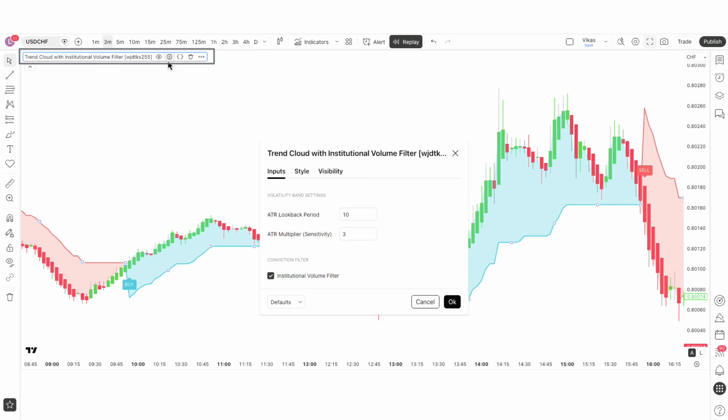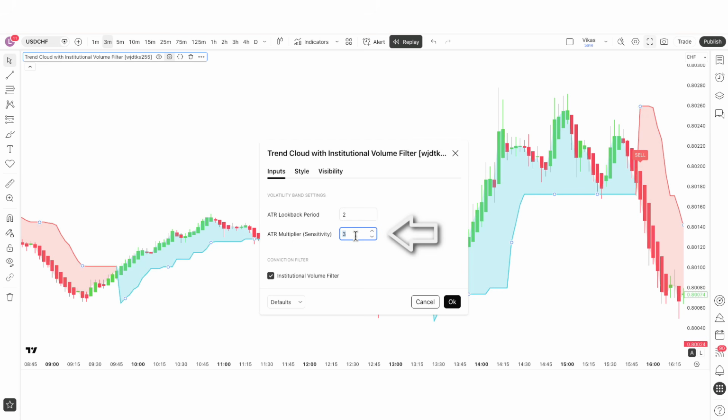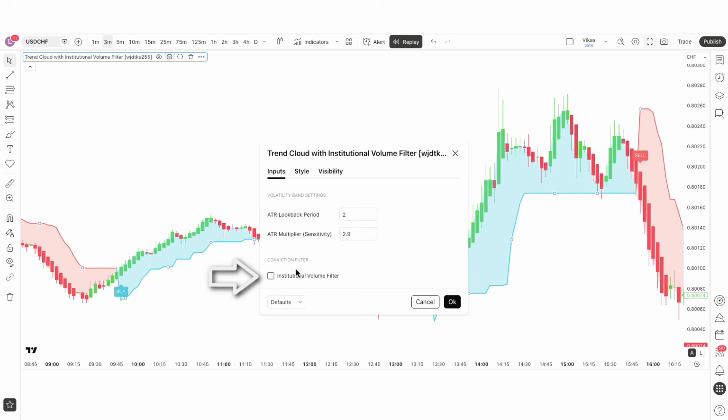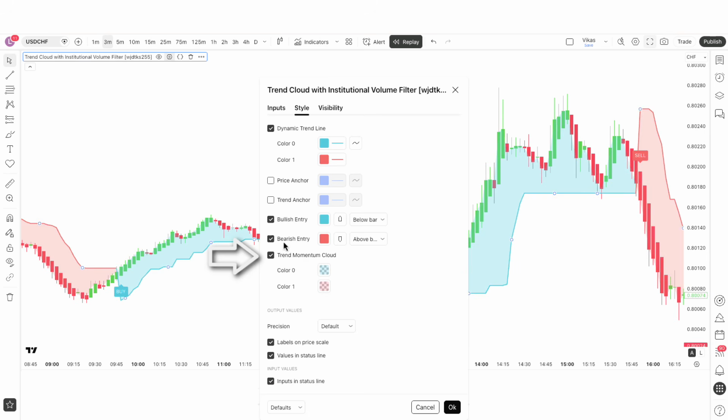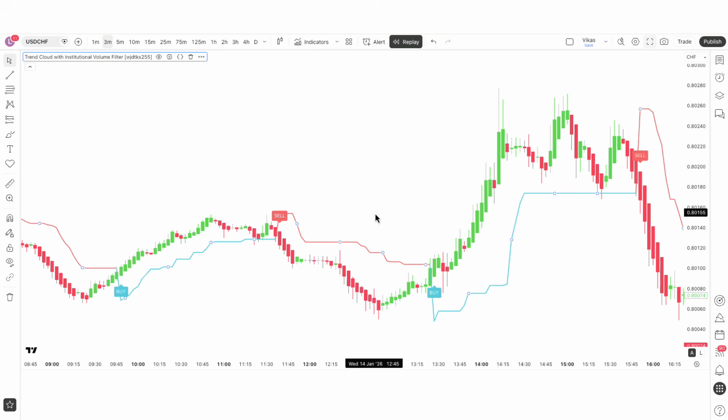Now change the indicator settings for perfect signals. First, change the ATR Lookback Period from 10 to 2. After that, change the ATR Multiplier from 3 to 2.9, and we have to keep these options hidden. Here, everything is fine after that. Click OK. Now, we'll add one more indicator to make this strategy more powerful.